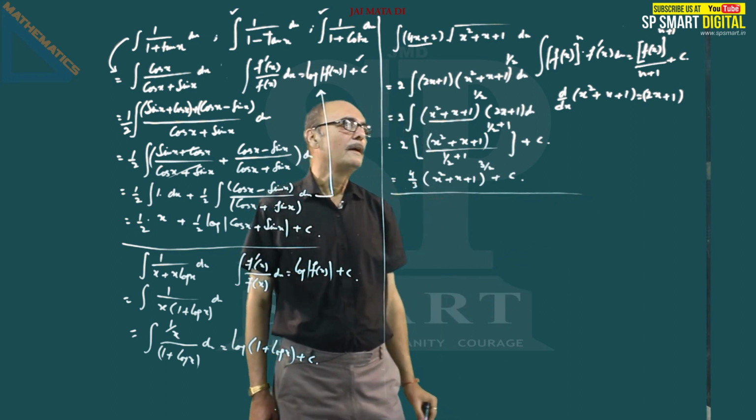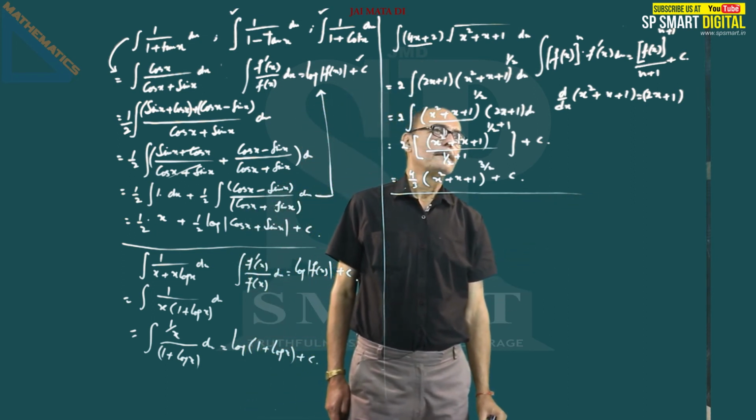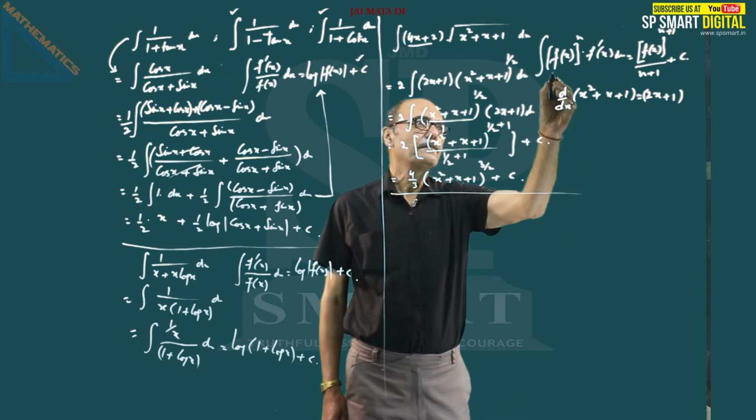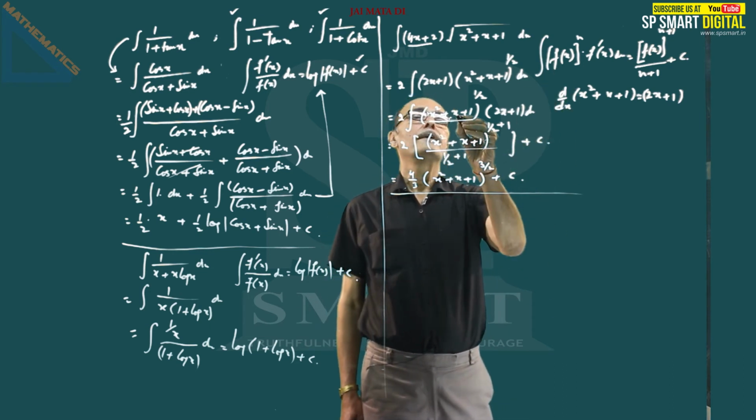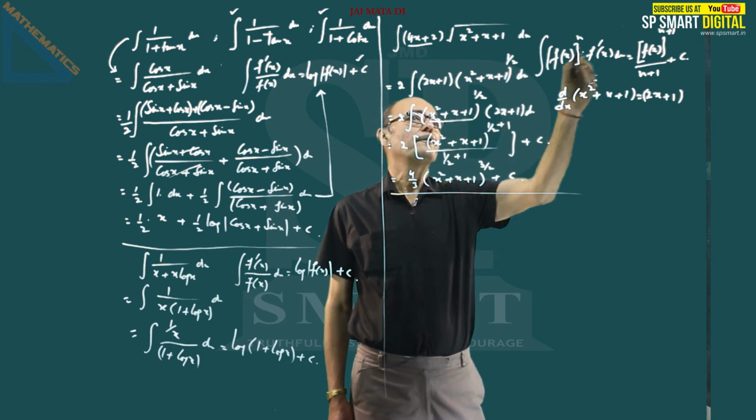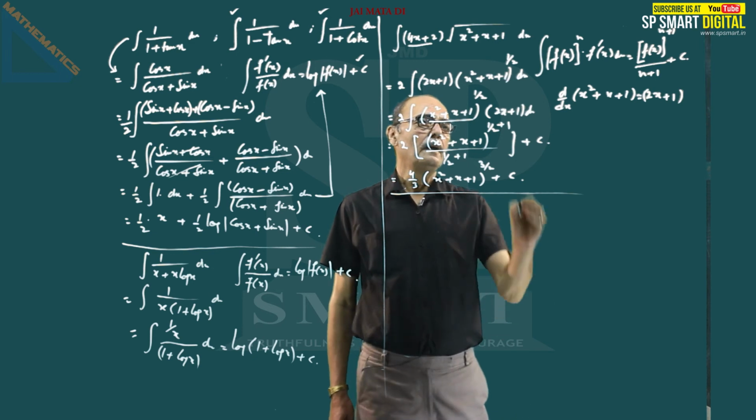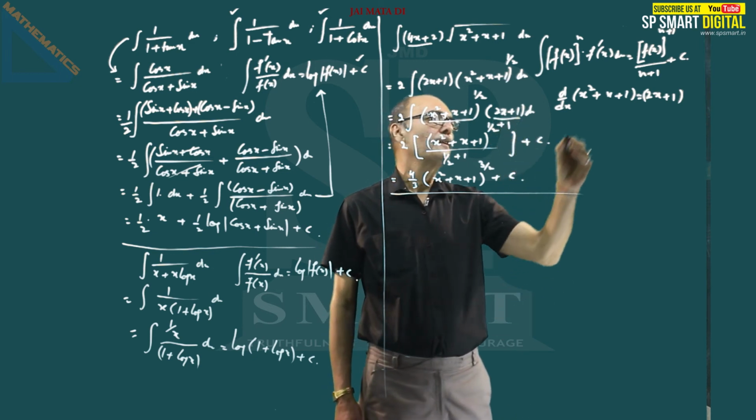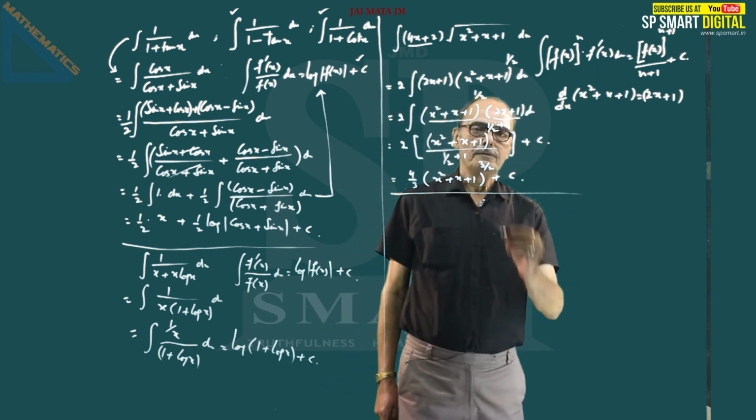Well, if you compare this result with this, so here f x stands for x square plus x plus 1, n stands for 1 by 2 and 2x plus 1 stands for f dash x. So, we have this formula.